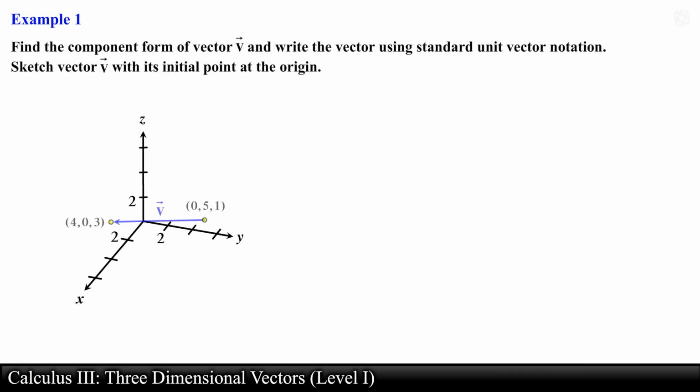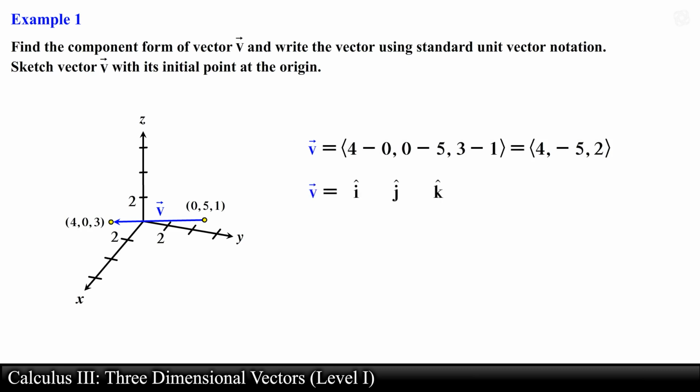Find the component form of vector v and write the vector using standard unit vector notation. Sketch vector v with its initial point at the origin. Alright, here we are given the initial and terminal points of a vector. In order to find the component form of vector v, we simply need to subtract the coordinates of the initial point from the coordinates of the terminal point. Doing that, we obtain the following values for the components of vector v. Next, we go ahead and write this vector using the standard unit vectors.